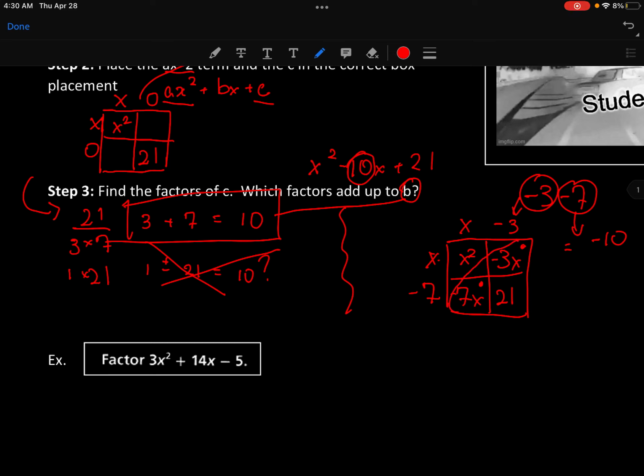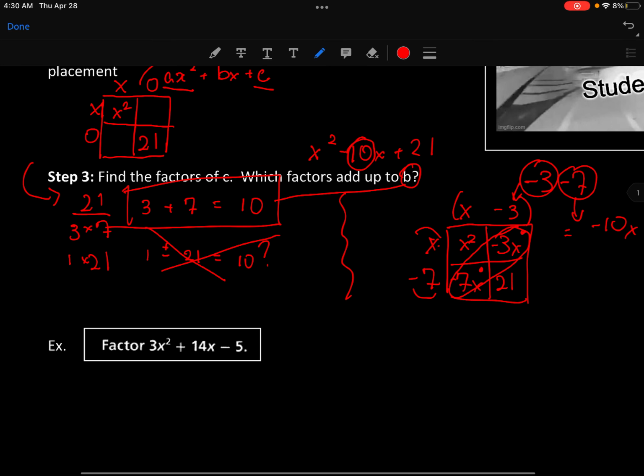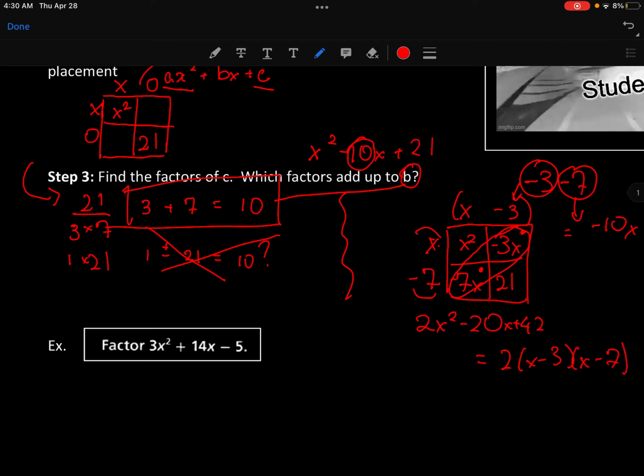Do these two add up to negative 10x, or b? If so, you have the correct factors, and the factored form of 2x squared minus 20x plus 42 is equal to 2 times x minus 3 times x minus 7, and voila, we are done.